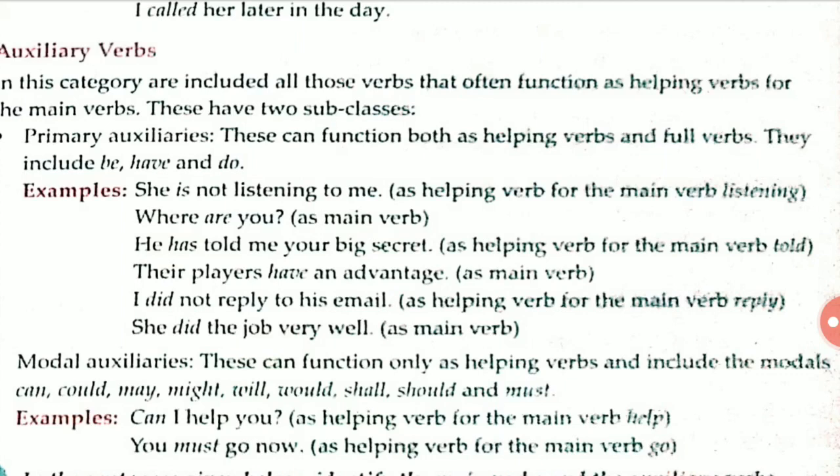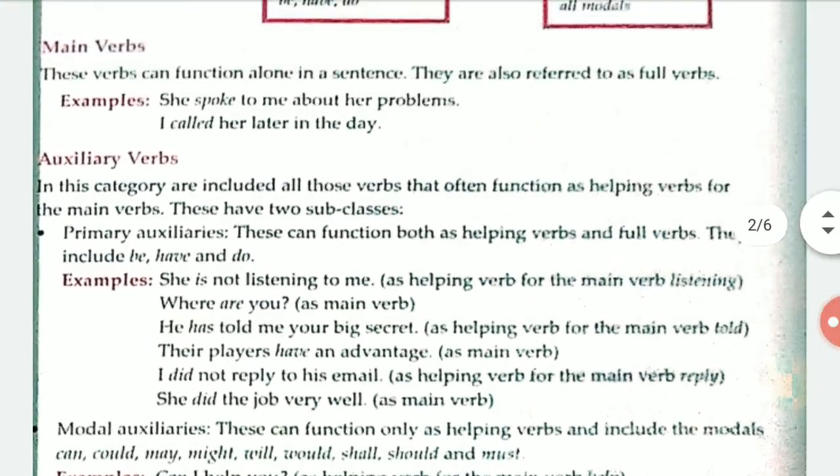Modal auxiliary verbs and primary auxiliaries. Primary auxiliaries can function both as a helping verb and as a main verb, but modal auxiliary verbs always act only as a helping verb in a sentence. Primary auxiliaries include be, have and do, and modal auxiliaries include can, could, may, might, will, would, shall, should and must.